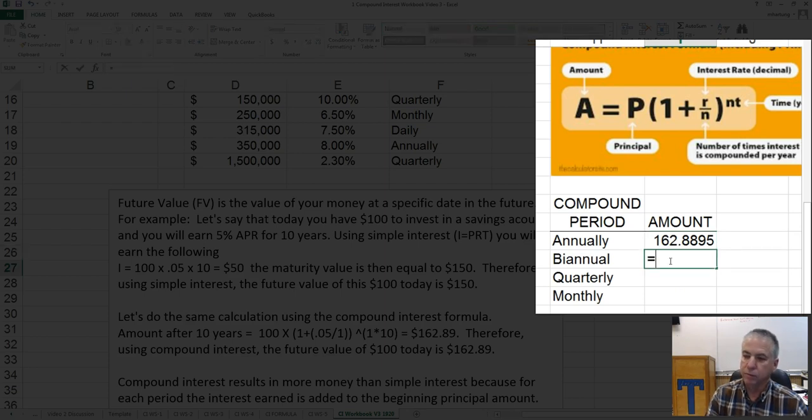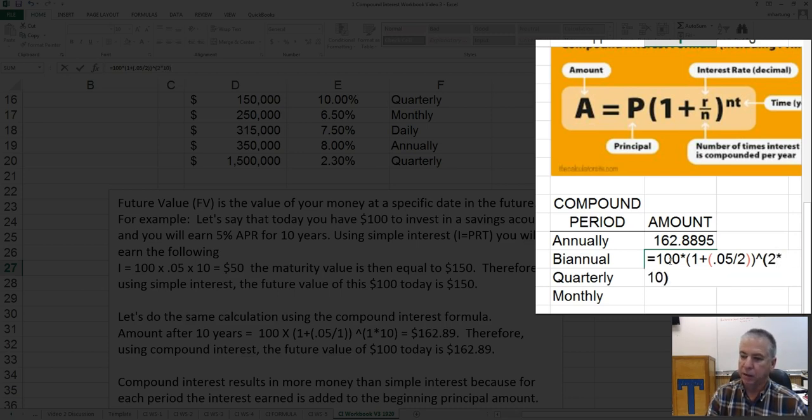Same formula, equal sign. Principal amount is 100 times 1 plus the rate of 0.05 divided by, now the number of times that we're compounding. It's changing. Biannual is twice a year, so we need to put a 2 here. And once again, enclose all of that within parentheses, raise it to a power of number of times per year, n, which is 2, times the 10 years.